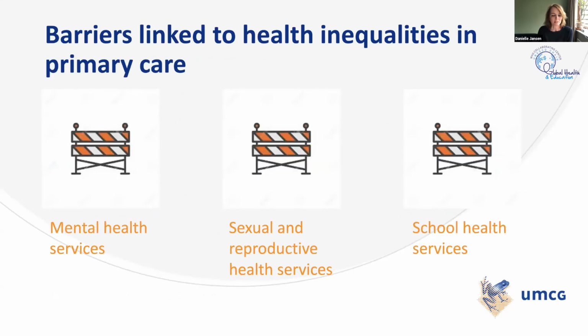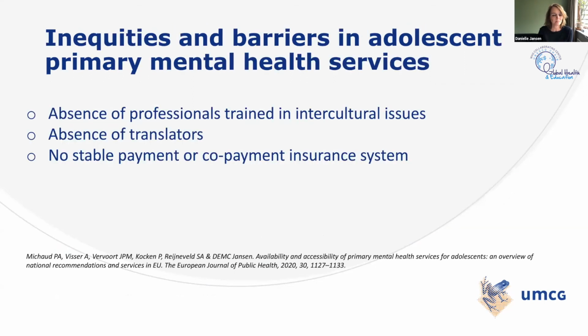In the coming minutes, I will tell you more about experienced health system barriers linked to inequity in adolescence in Europe. These are the health system barriers related to primary mental health services, sexual and reproductive health services, and school health services. On this slide, I'm showing the experienced health system barriers in primary mental health services. The first barrier is lack of professionals trained in intercultural issues. Adolescents having migrated recently, with or without being accompanied by the parents, often need expert professionals trained in intercultural issues.